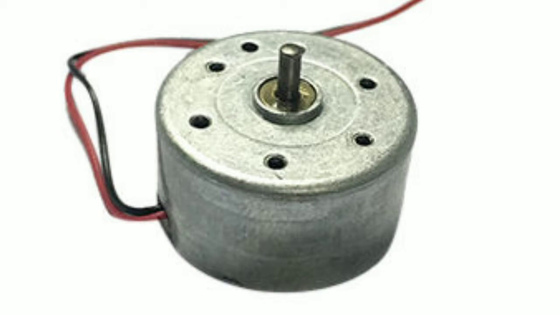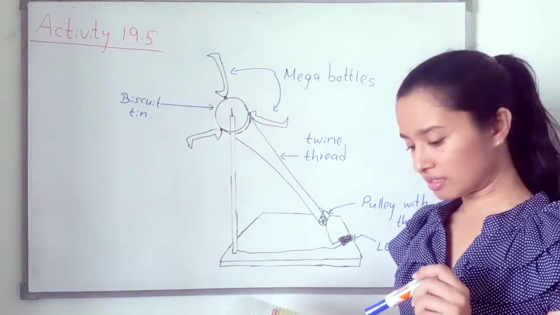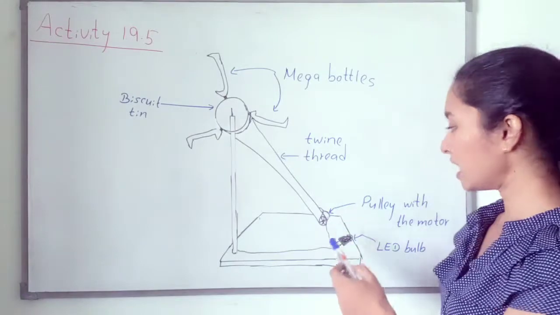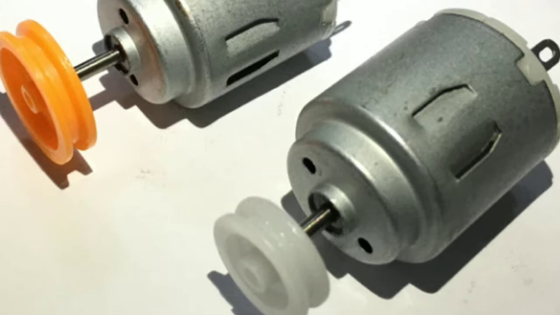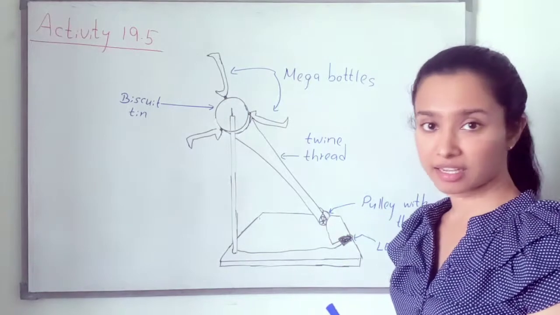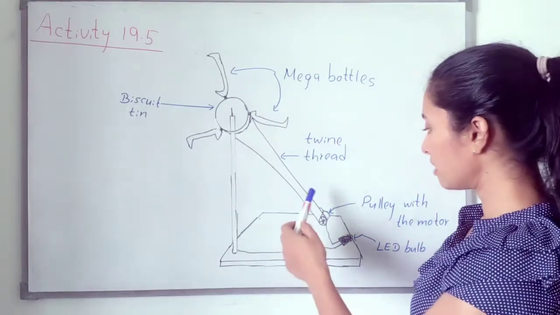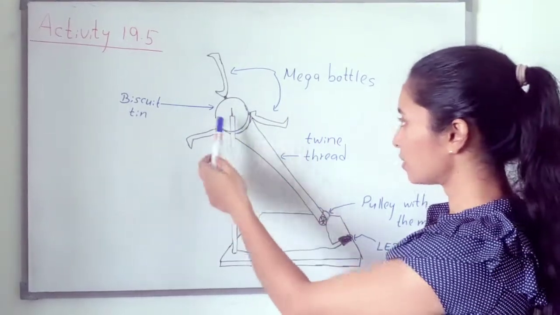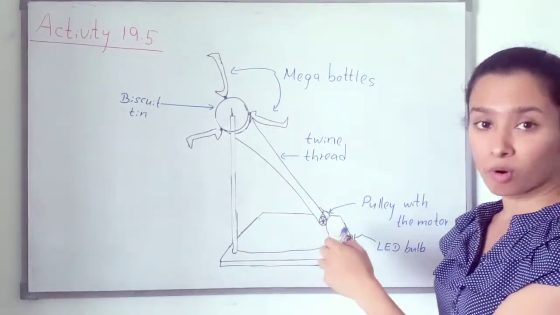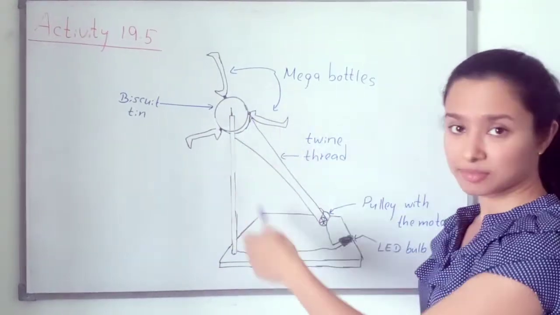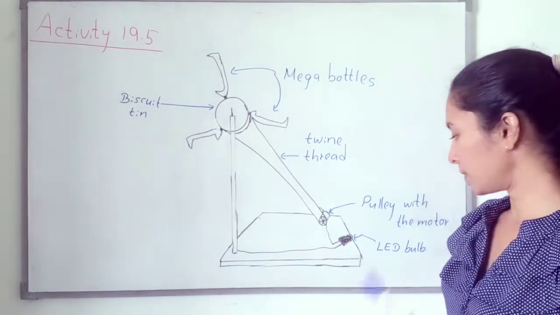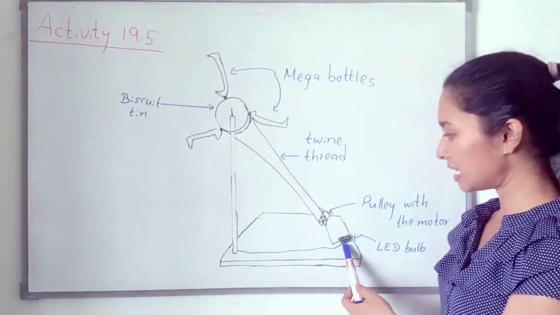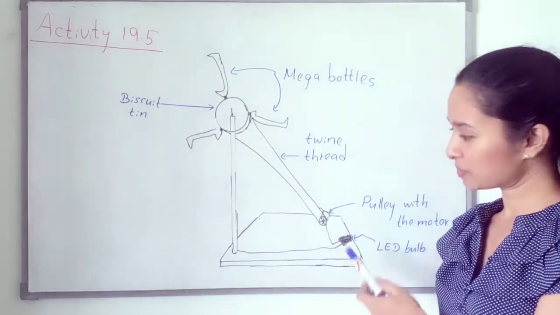And we have to take a motor. This is a 12 volt car cassette motor, and we have to fix this motor to a small pulley like this. We have to fix this motor to the pulley and use a twine thread. And connect this turbine and pulley with the motor, because we have to rotate this one. And then take an LED bulb and fix this LED bulb to the motor. Okay.